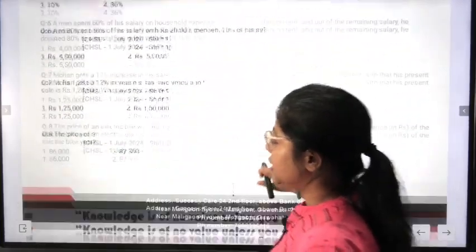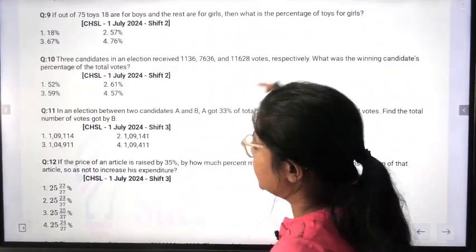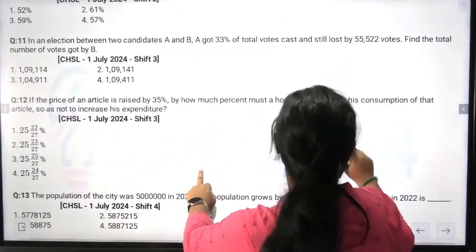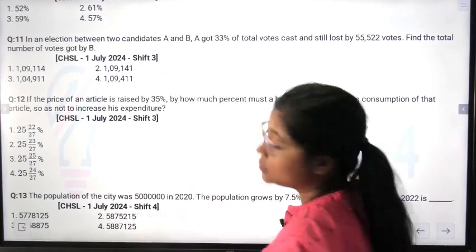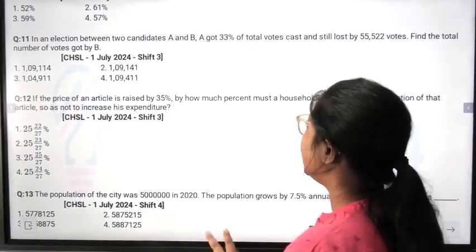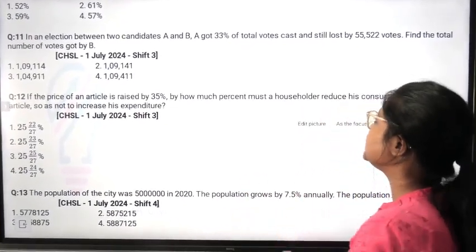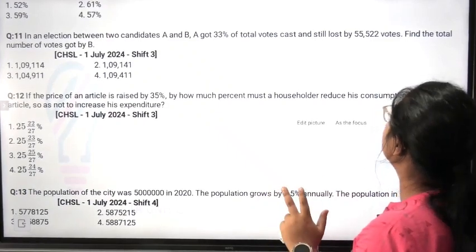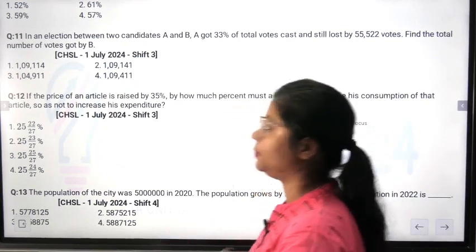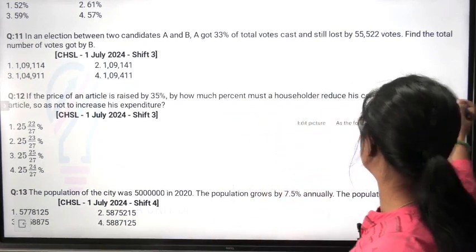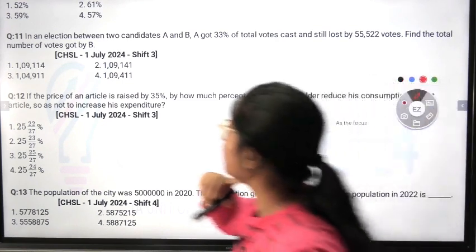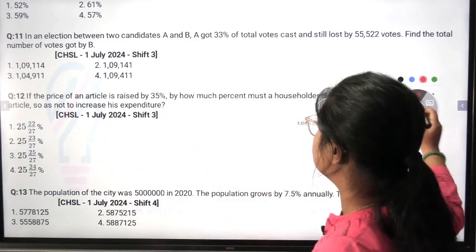So question number 11 is given as: in an election between two candidates A and B, A got 33% of total votes cast and still lost by 55,522 votes. Find the total number of votes got by B. This is one of the important questions because most of the time this type of question is asked, and it has been asked in a CHSL exam.